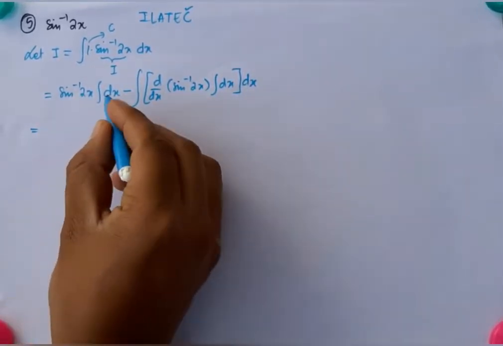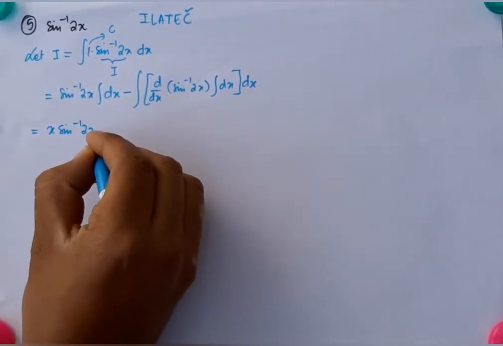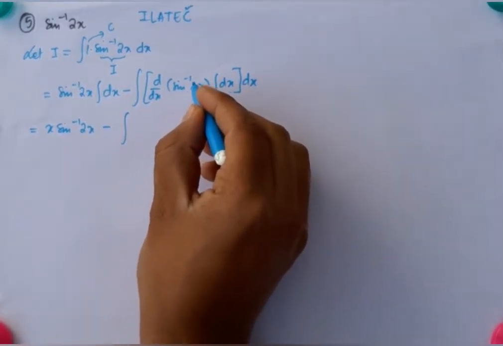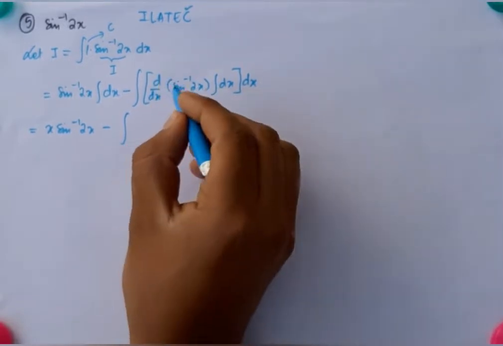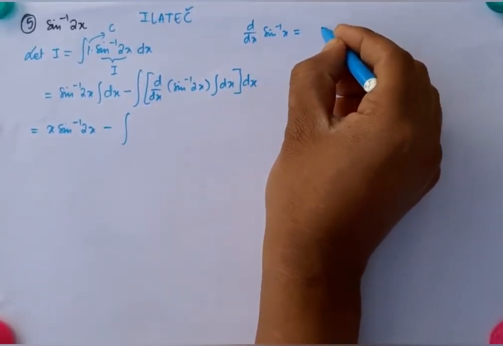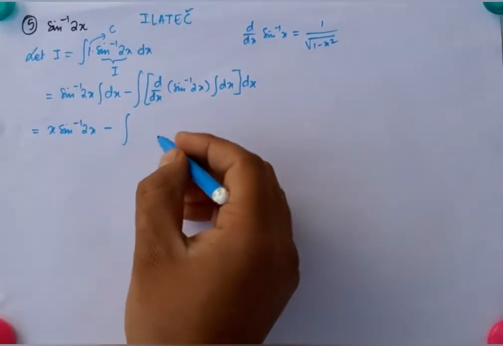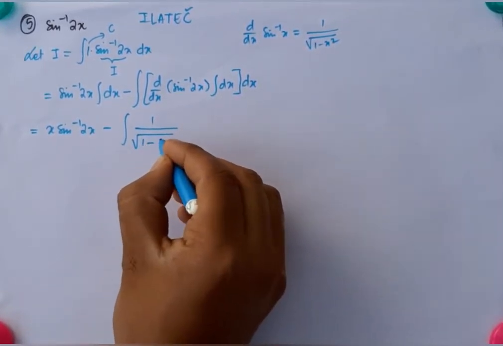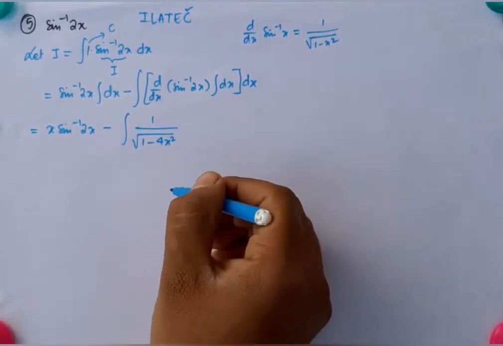See here carefully, the integral of dx is just x, so we have x sine inverse 2x minus, and be careful here. The differentiation of sine inverse x: the derivative of sine inverse x is how much? It is 1 by square root of 1 minus x square, isn't it? So if I put that formula, then we have 1 by square root of 1 minus, and what is x here? In fact, x is 2x, so that's why this becomes x square, that is 4x square.